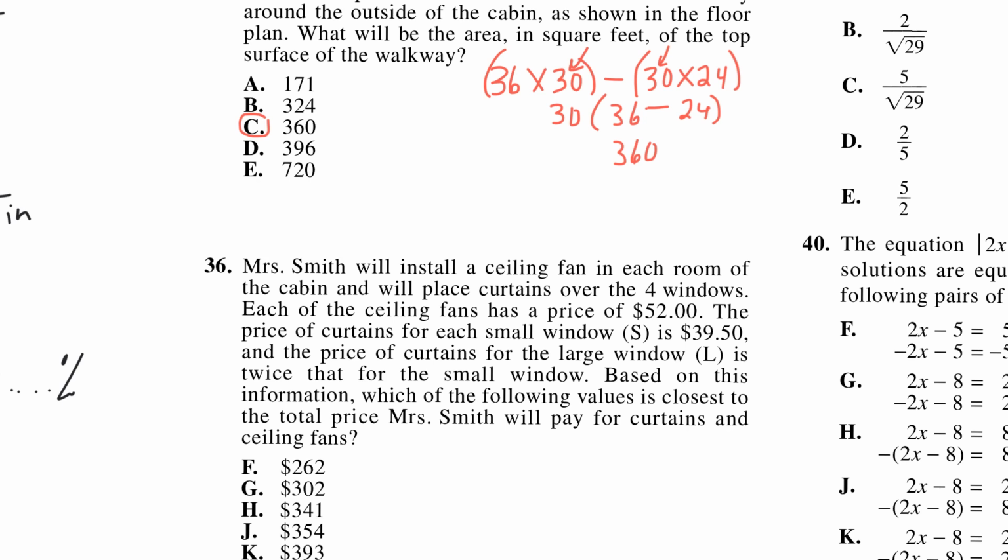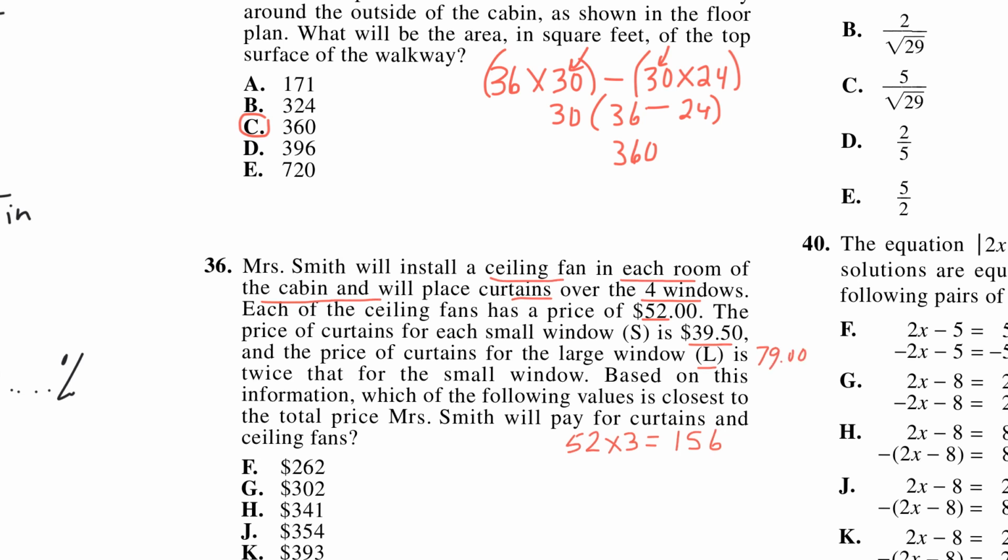Okay, number 36. Mrs. Smith will install a ceiling fan in each room. Remember there were 3 rooms, so ceiling fan times 3, and place curtains over the 4 windows. Each ceiling fan is $52, so we're going to need 3 of those, and that's going to be $156. The price of each small window is $39.50, and the price of each large window is twice that. So if you double that, I believe that's $79 for the large windows.